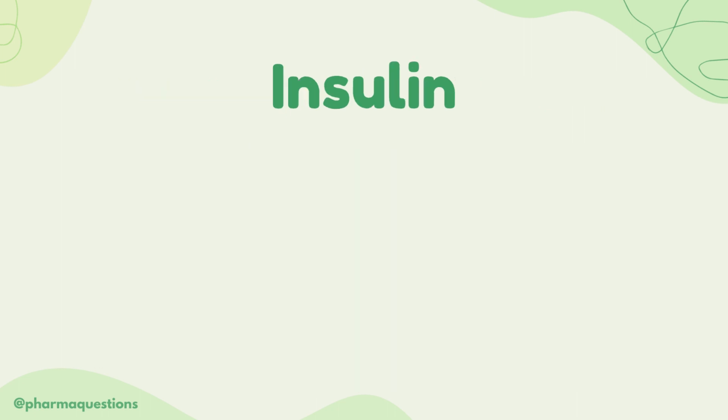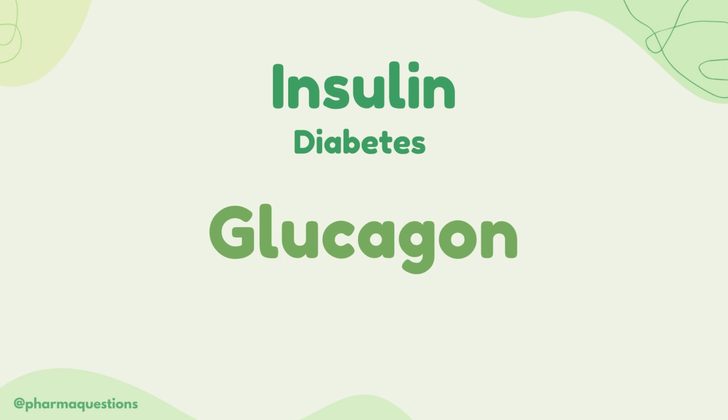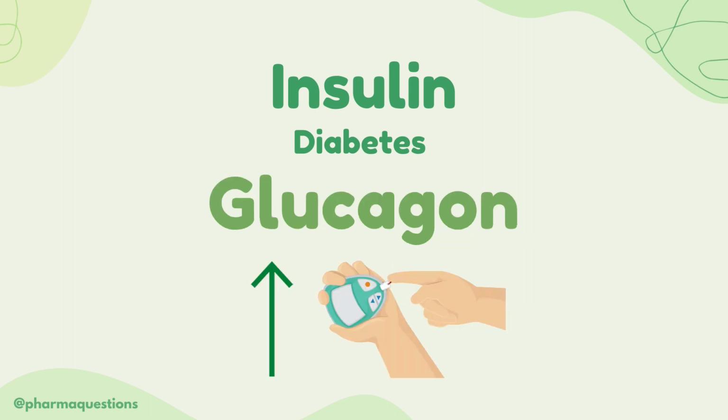The next drug we'll take a look at is insulin. Insulin is indicated for diabetes as it lowers blood glucose levels. The antidote for insulin overdose is glucagon. Glucagon is a hormone that promotes the breakdown of glycogen to glucose in order to raise blood sugar levels, thus reversing the effects of insulin.